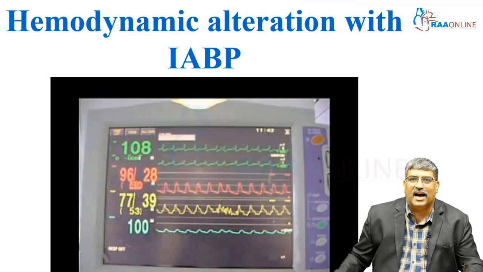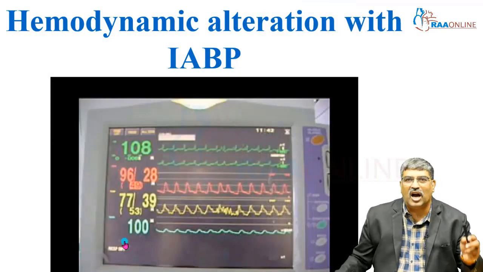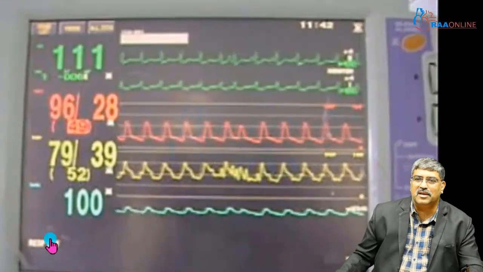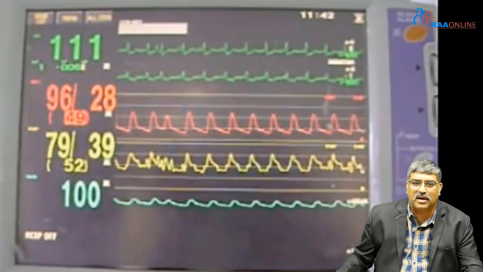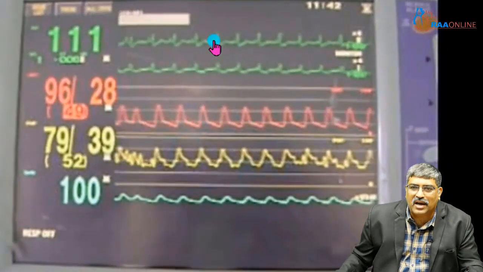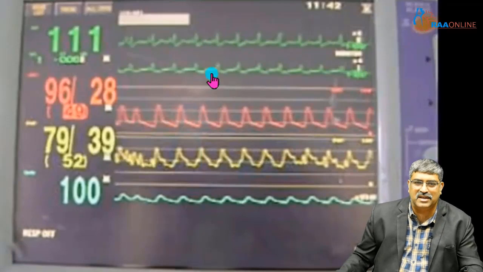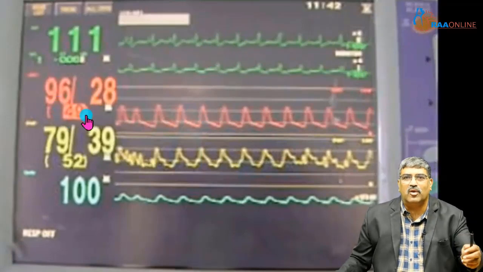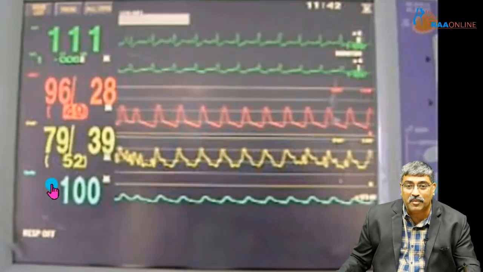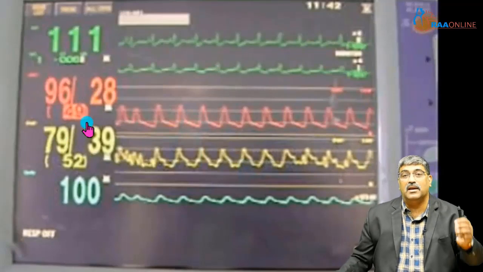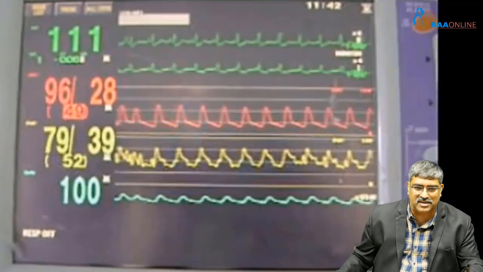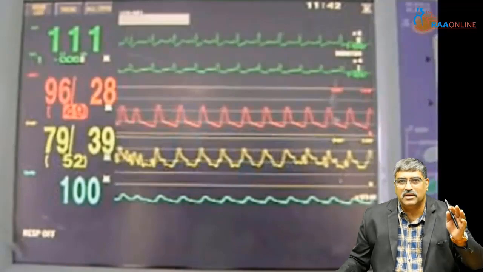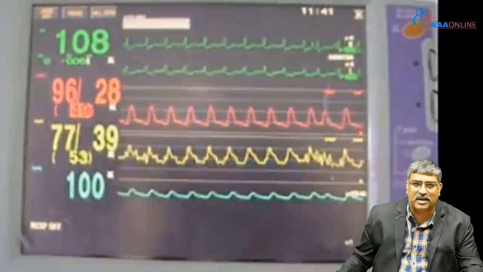And how does IABP help in a patient with an acute event? This is a patient who had an acute myocardial infarction. Here you can see a gross ST depression and your mean arterial pressure is around 49. The mean pulmonary artery pressure is higher than the mean arterial pressure, and saturation is maintained. This patient was definitely ischemic.